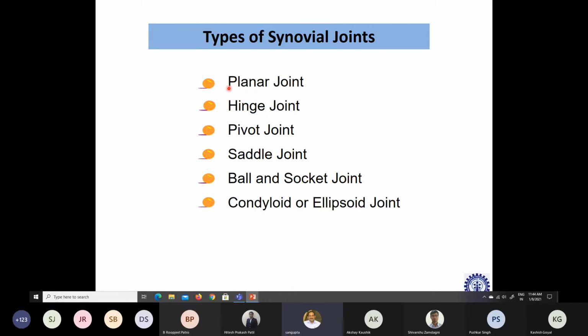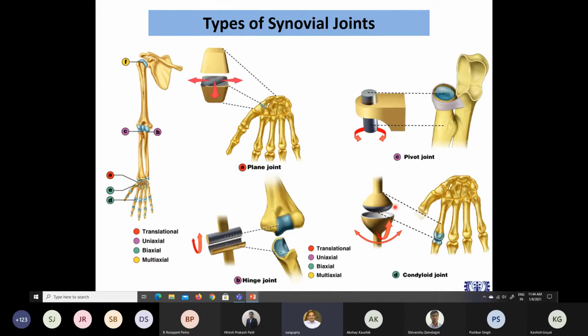the anatomical joints which are similar to mechanical joints can be classified as planar joints, hinge joint, pivot joint, saddle joint, ball and socket joint, and condyloid or ellipsoid type of joint. Now, some examples I will present in the next slide. You can see the planar joints. This is in the wrists. If you look at the wrists here, it's an example of a planar joint. The knee joint is a classical example of a hinge joint.